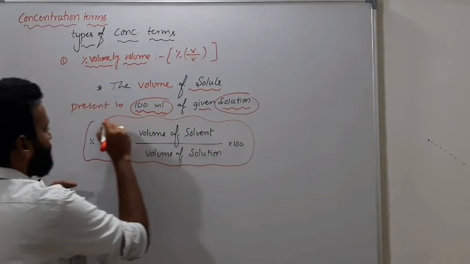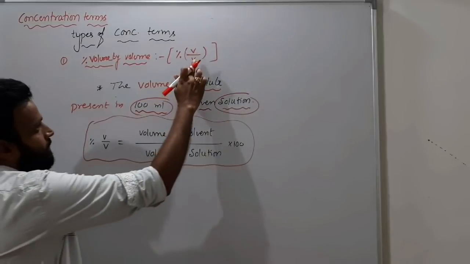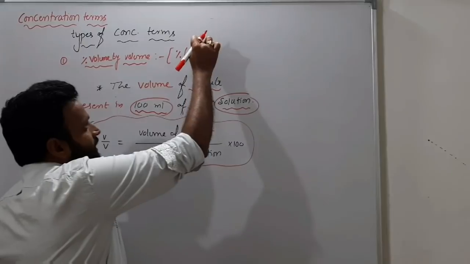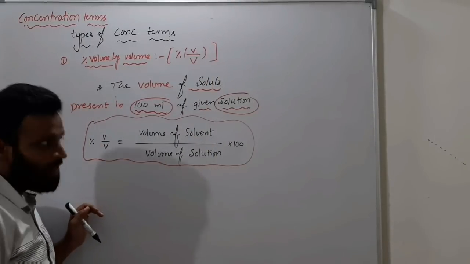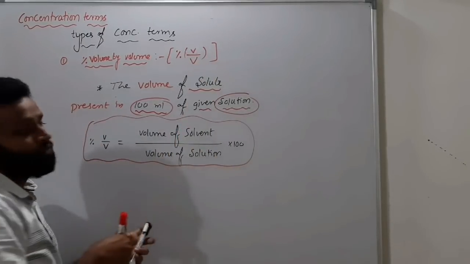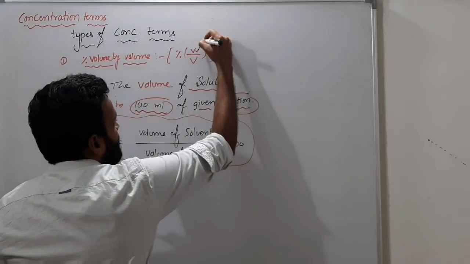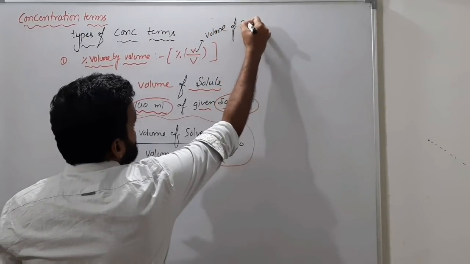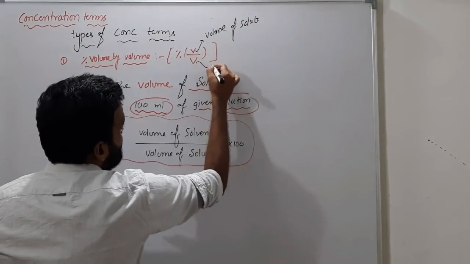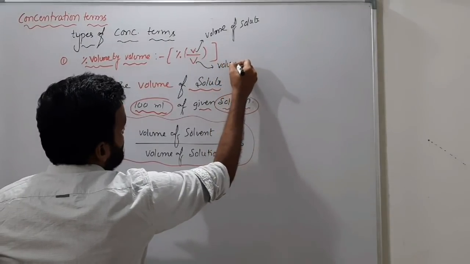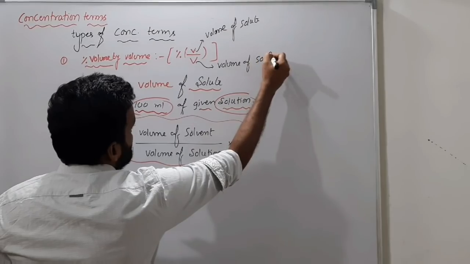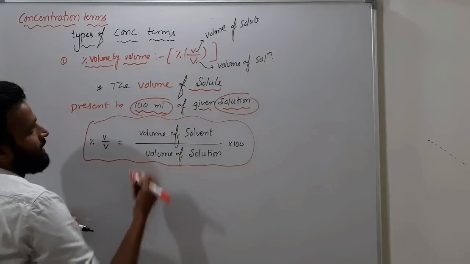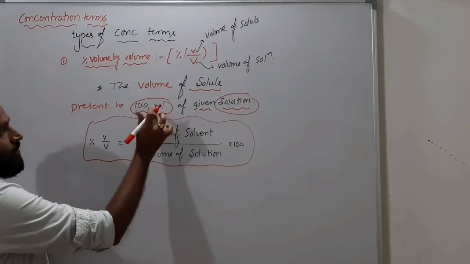It's a small v and a capital V that we have to represent. Small v is the volume of solute and capital V is the volume of solution. Got it clearly? So that is percentage volume by volume. Why are we using 100 ml every time? Standard.